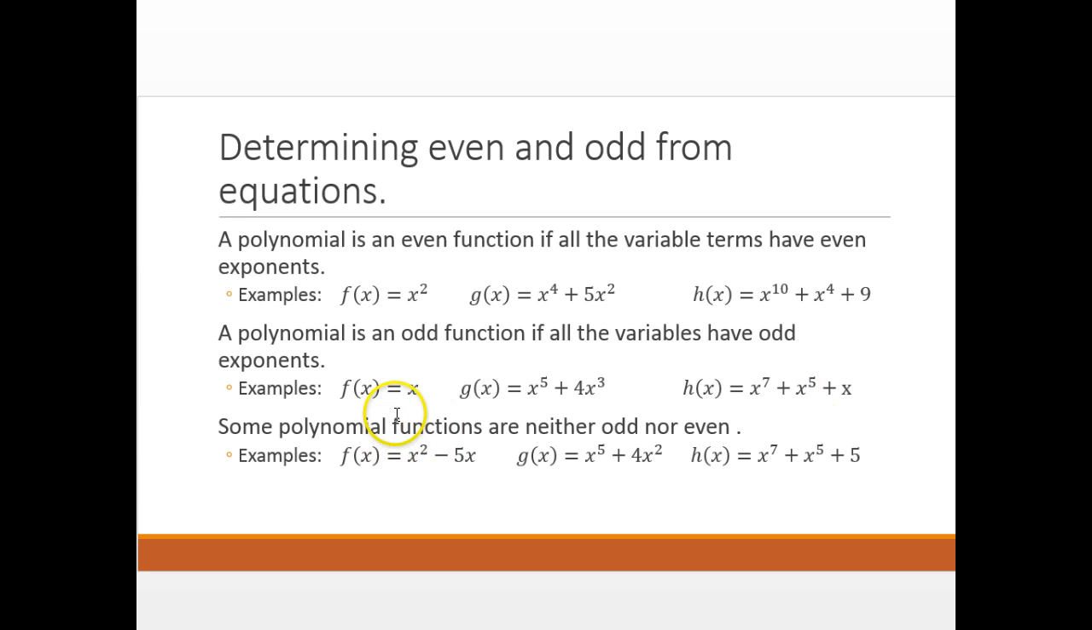Now, you occasionally get polynomials which are neither even nor odd, and those have a mixture of even and odd exponents. For example, f of x is x squared minus 5x. This is degree 2, this is degree 1, so it's neither even nor odd. G of x is x to the 5th plus 4x squared. Again, here's an odd, here's an even, so it's neither. H of x is x to the 7th plus x to the 5th plus 5. Remember, 5 is considered even, so I have two odds and an even, which means it is neither.